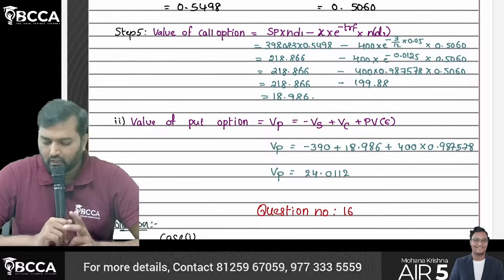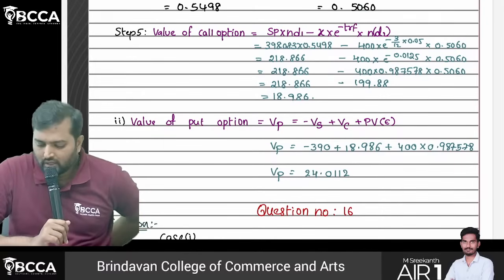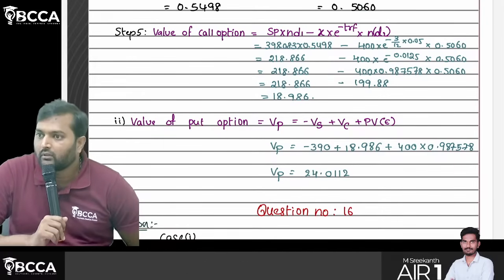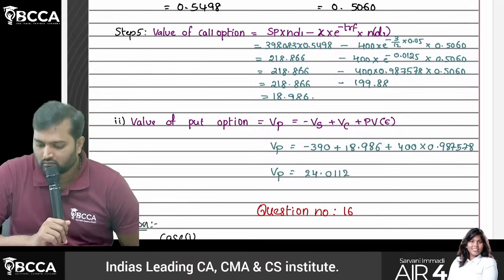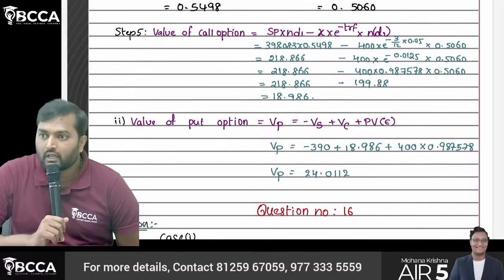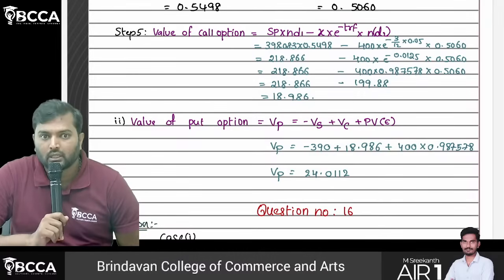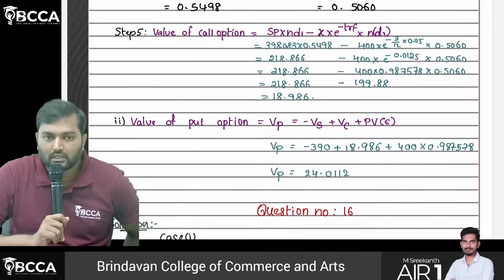How do we get present value of X? So X into e power minus rT. The e power minus rT value is also given. Clear? Minus value of a share. Value of a share means spot price as on today, 390. In the second part it is given.